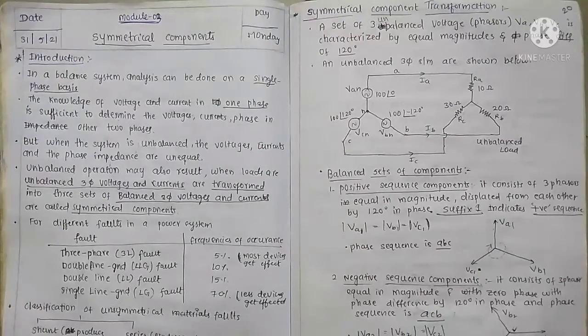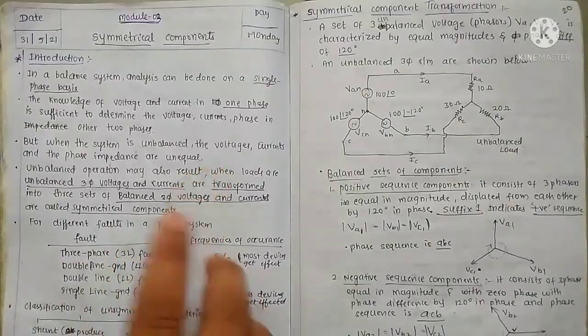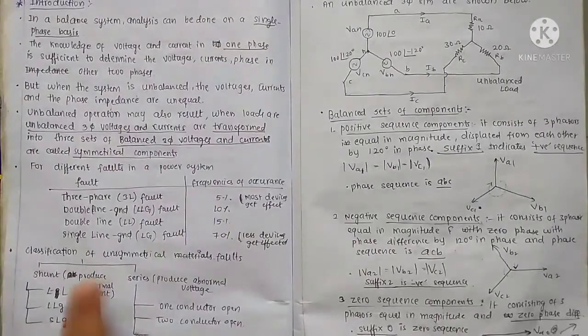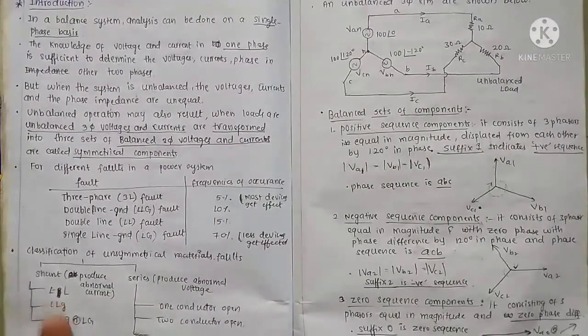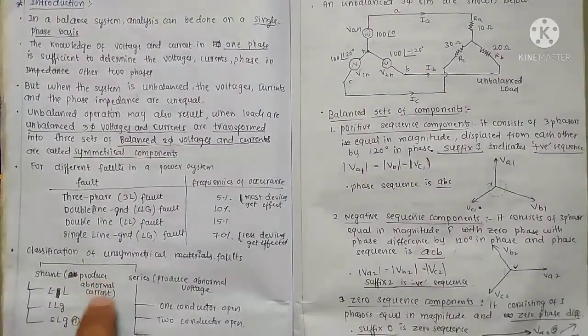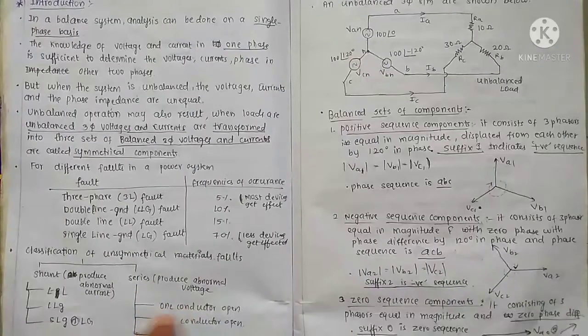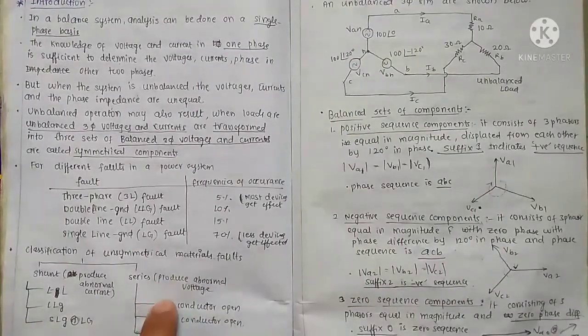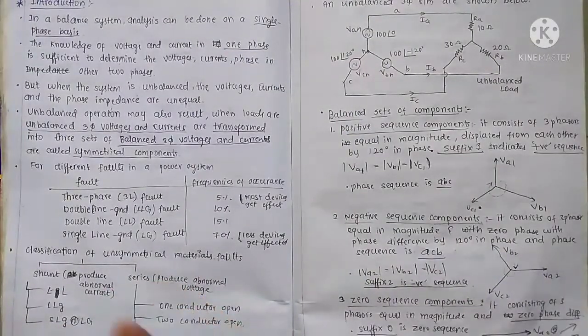Okay, now just a brief note for knowledge purposes. Now let us see the classification of unsymmetrical faults. They are basically shunt and series, and there are three types in shunt. Shunt faults produce abnormal current and series faults produce abnormal voltage. There are two types of series faults. We will see the complete analysis of these types in the unsymmetrical fault topic, that is module 4.